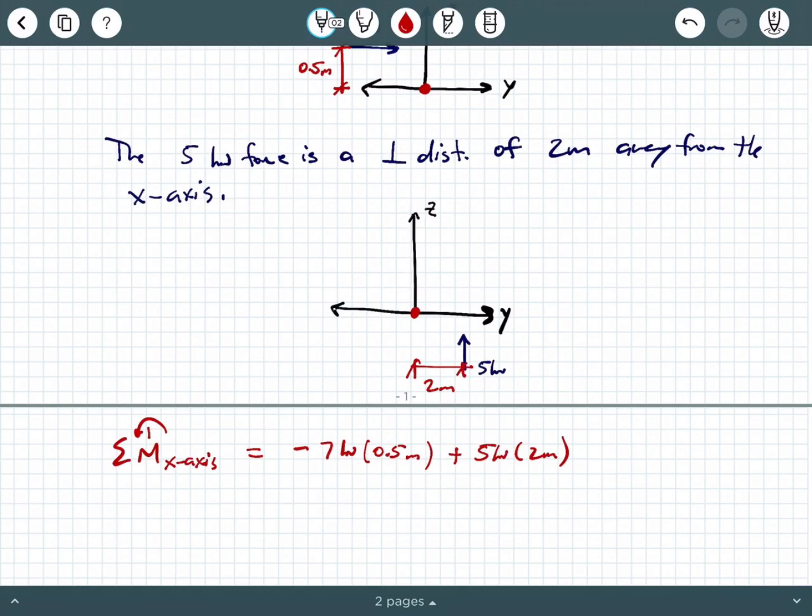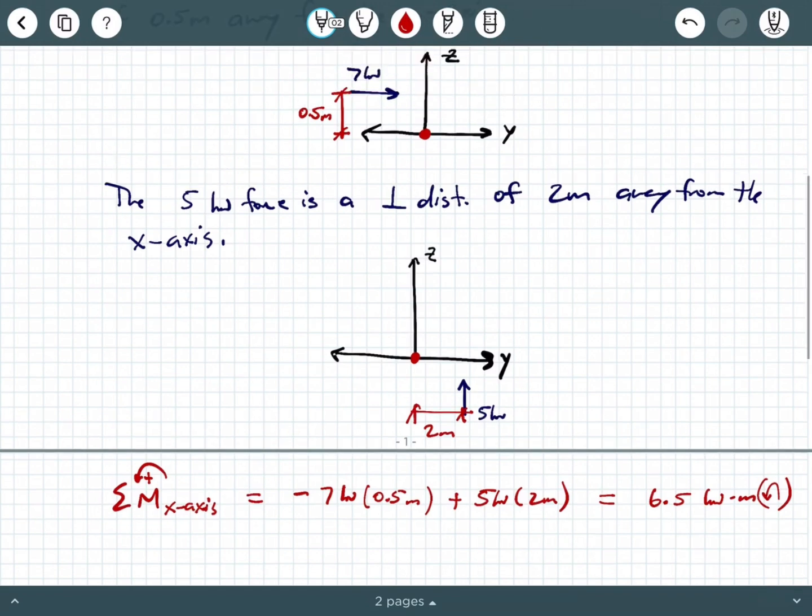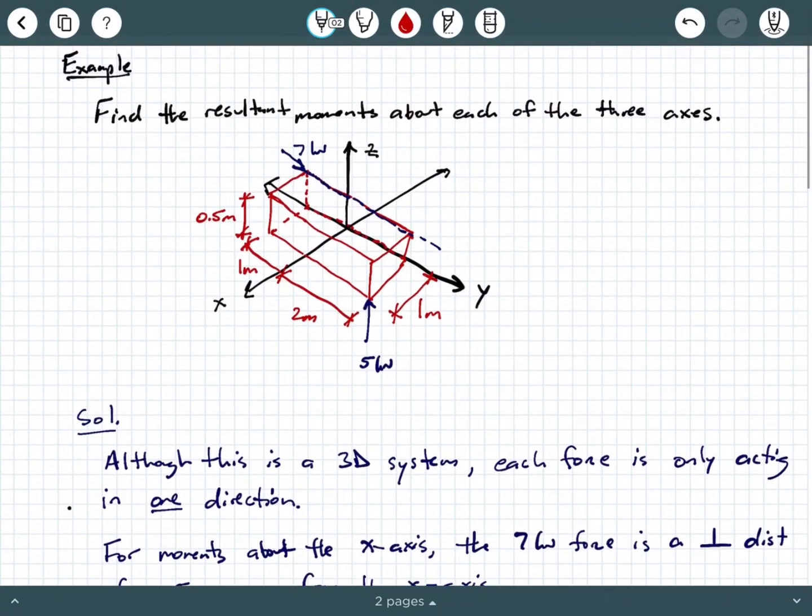We would have, let's see, 7 times 0.5 is negative 3.5. And then we have plus 10. So without a calculator, I would get a positive 6.5 kilonewton meters, and that would give us a net rotation of clockwise here. Okay, so that's my moment about the x-axis.